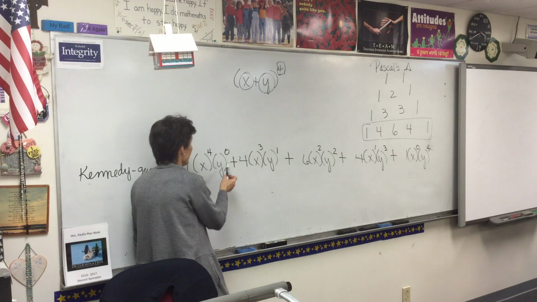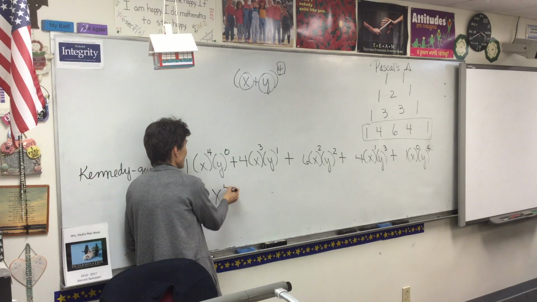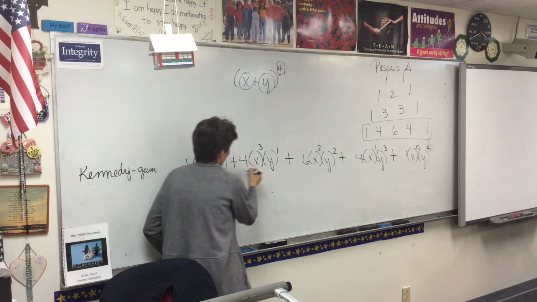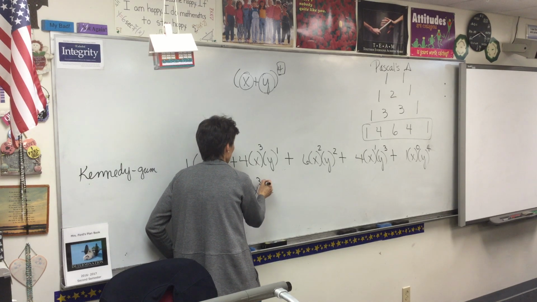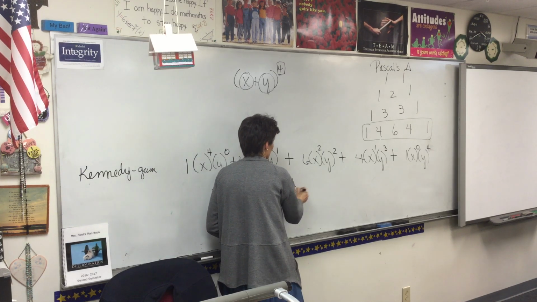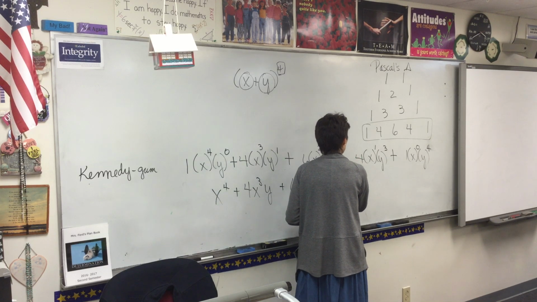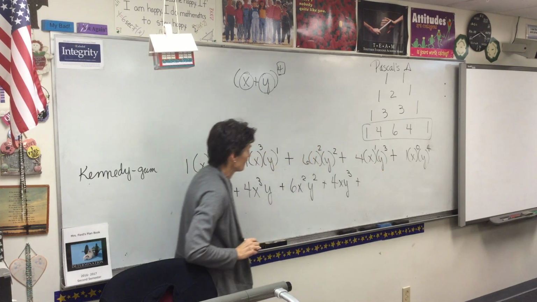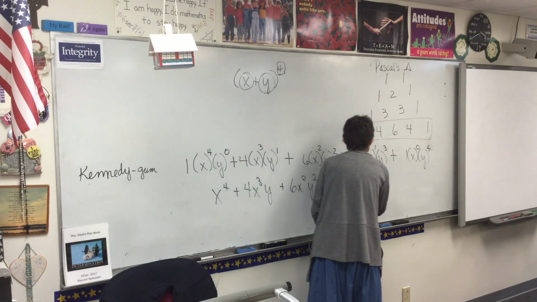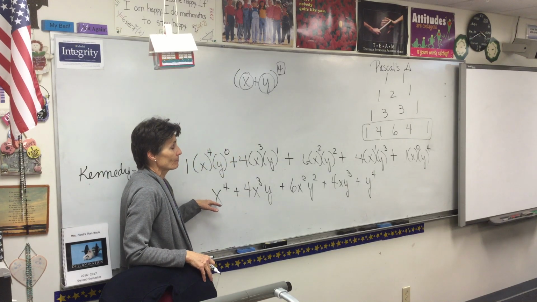Now I'm going to simplify. What is anything to the 0 power? 1. So this first term is just x to the 4th. Would you agree? That one is just going to be 4x cubed y. Nothing simplifies there. Or here. Or there. What about that last term though? I think we can simplify a little bit down there. What's that last one going to be? Y to the 4th. And this is the expansion.